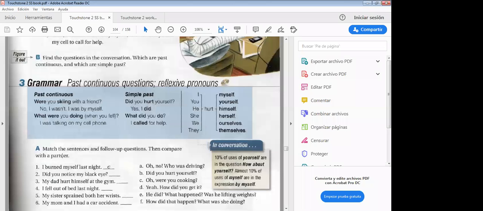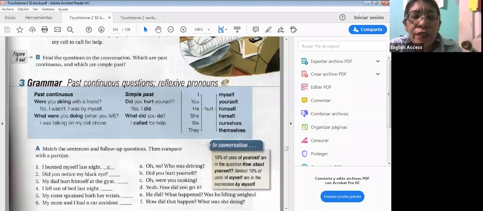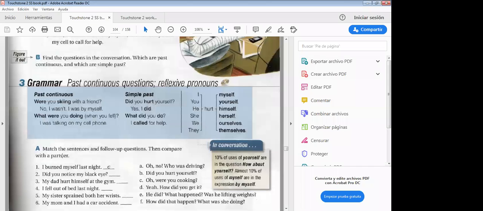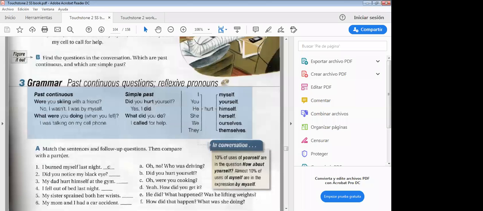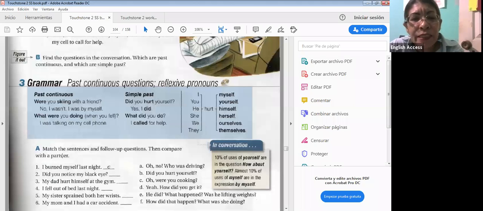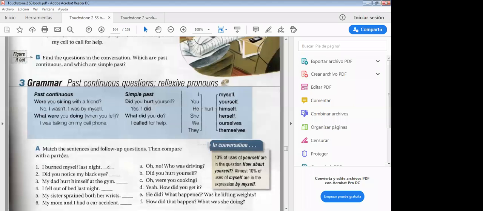Okay, I hurt myself. You hurt yourself. He hurt himself. She hurt herself. We hurt ourselves. They hurt themselves.